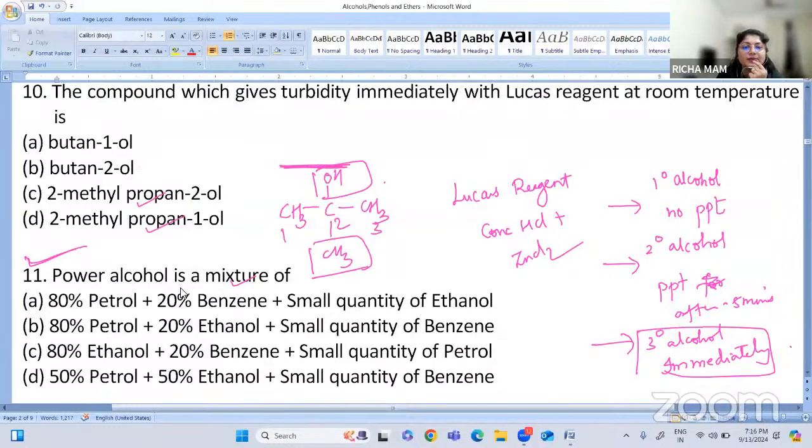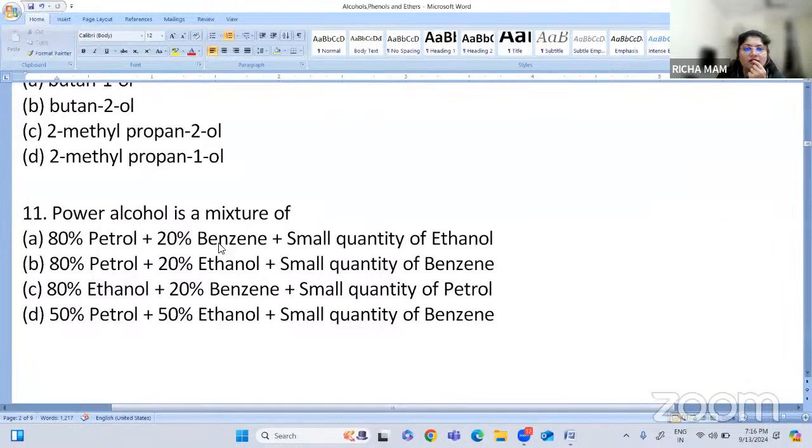Power alcohol is a mixture of: A, 80% petrol plus 20% benzene plus small quantity of ethanol. B, 80% petrol plus 20% ethanol plus small quantity of benzene. C, 80% ethanol plus 20% benzene plus small quantity of petrol. D, 50% petrol plus 50% ethanol plus small quantity of benzene.